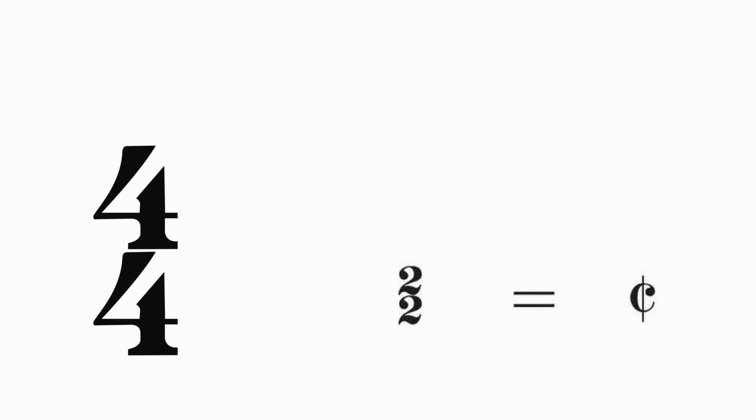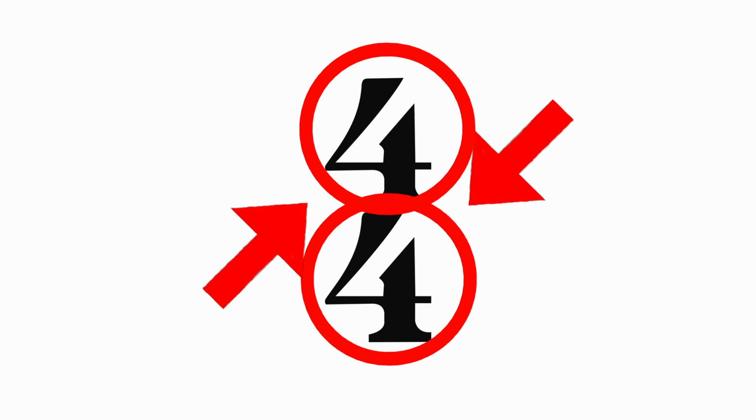Today we'll be talking about my next lesson, time signatures and other miscellaneous symbols. To start off, let's talk about the two numbers on the time signature itself, which in this case will be 4-4.